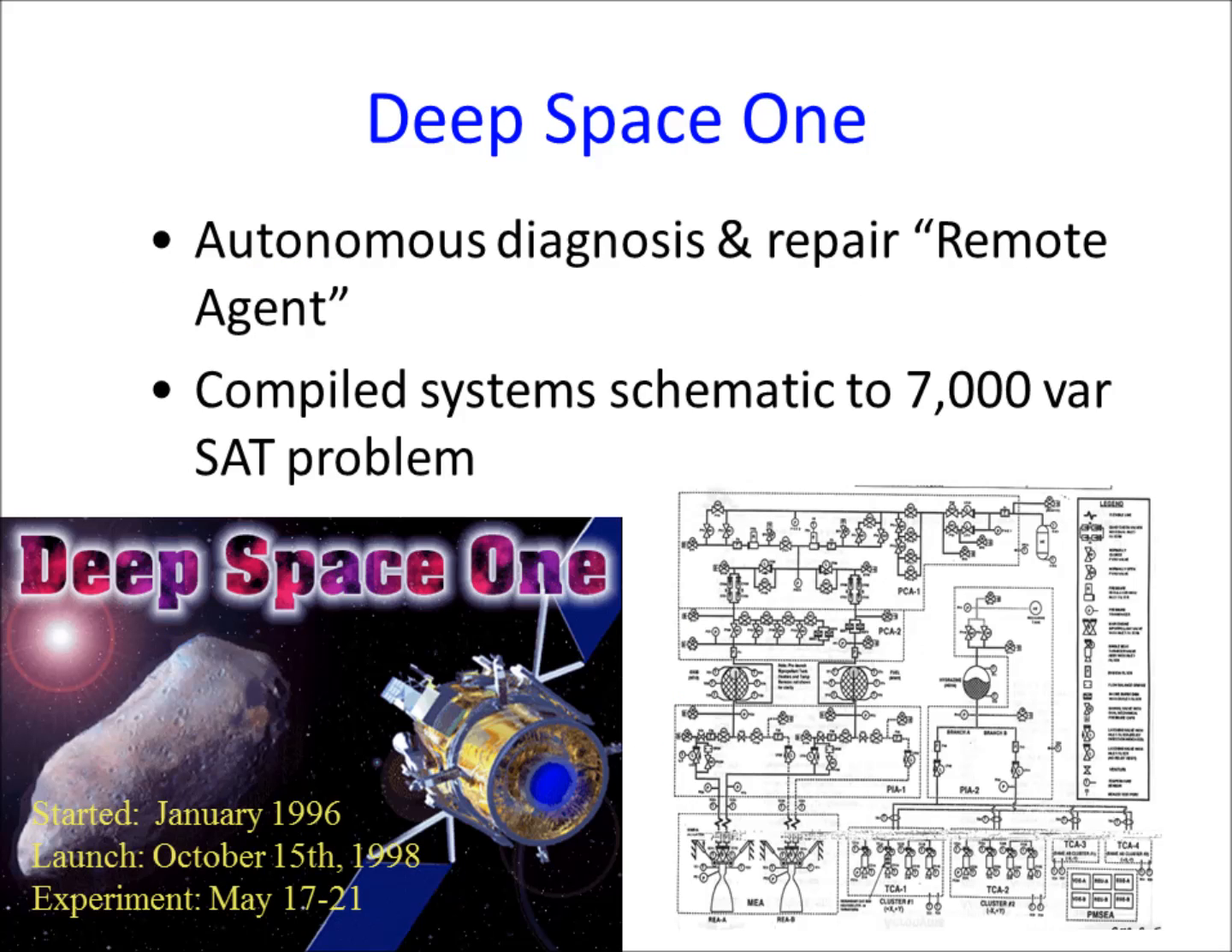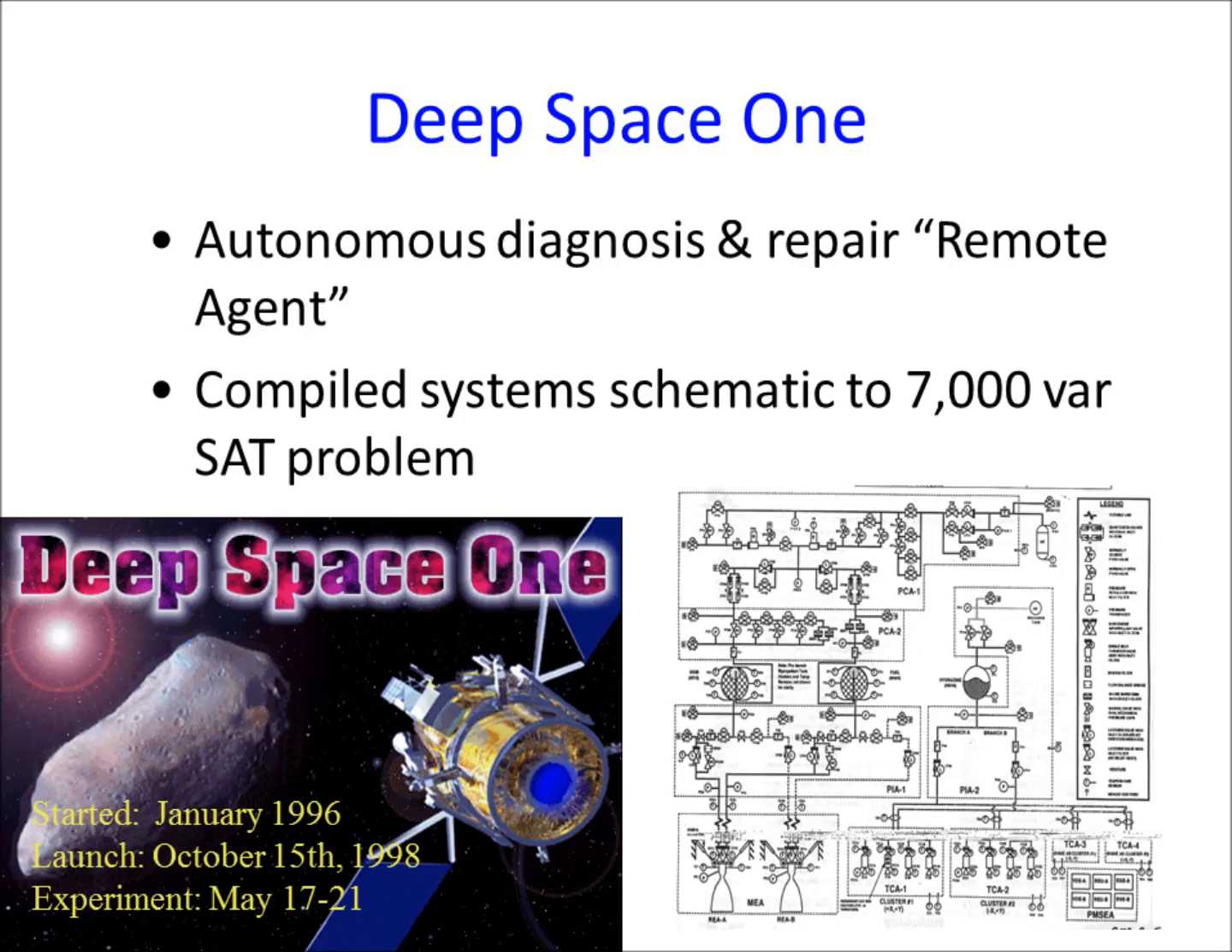Now, Deep Space One, which was a NASA space program. It had a diagnosis and repair system which was completely logic based. So it had essentially all the systems were compiled into 7,000 variables. It's not too much now by today's standards, but this is 1996 SAT problem.